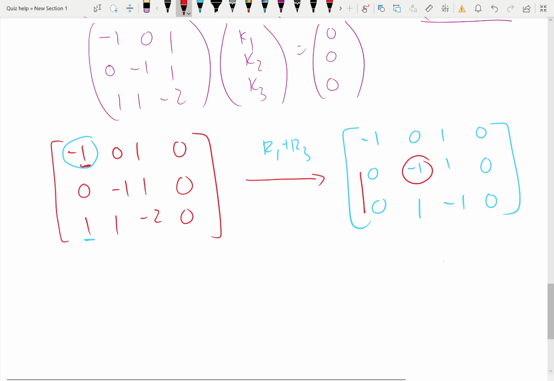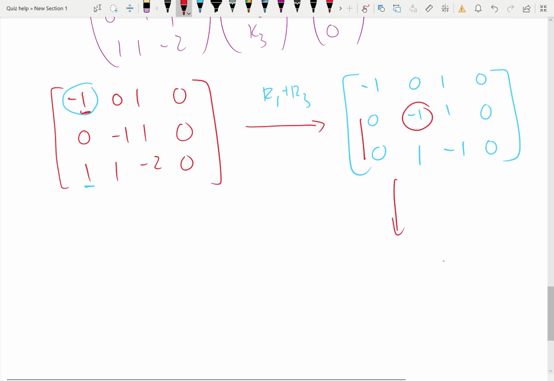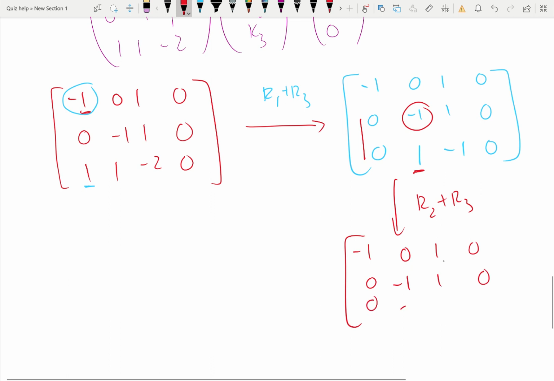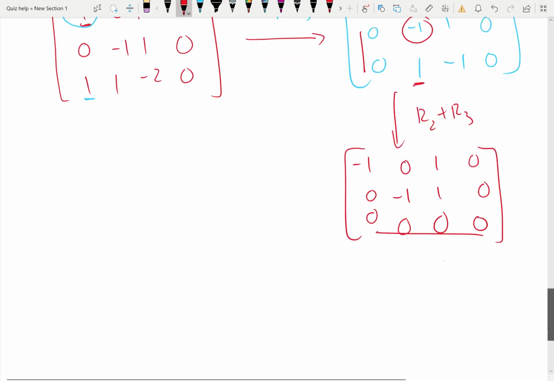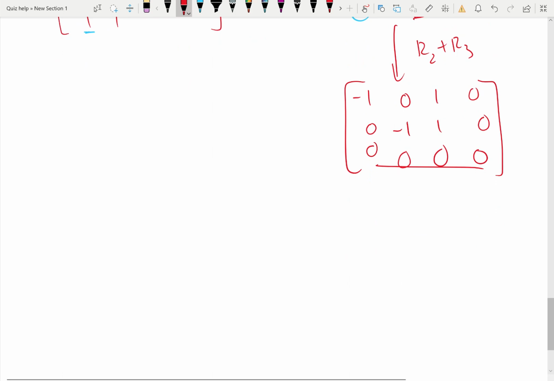This is negative 1, which is fine. So now you want to make this 1 a 0, so add R2 plus R3. So we have negative 1, 0, 1, 0, then 0, negative 1, 1, 0, and here 0, 0, and 0 as well, because 1 plus negative 1 is 0, 0. Now we don't care about the third pivot position, so we are done with the Gaussian elimination.